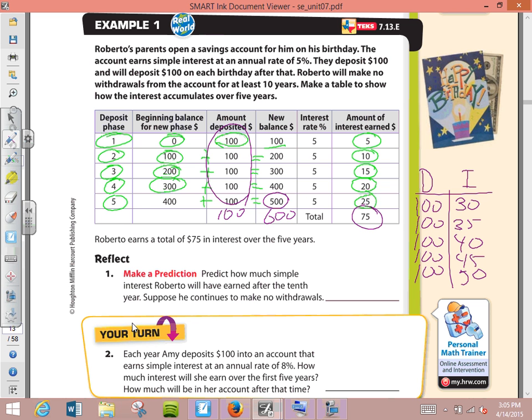So how can I figure out the amount that I earned in the entire 5 years? Add them all up, right? So go ahead and do that. Add them all up and give me the total amount that you earned in interest and the total amount that you got in money.